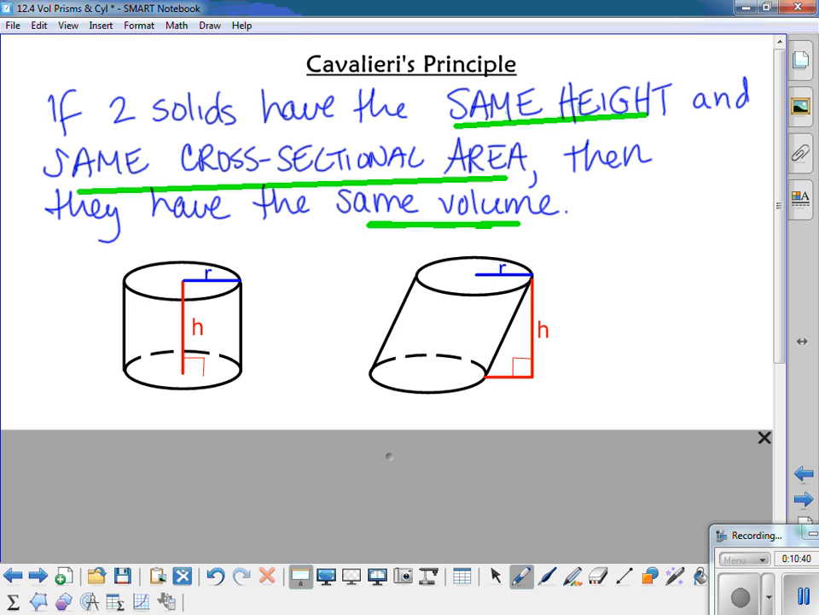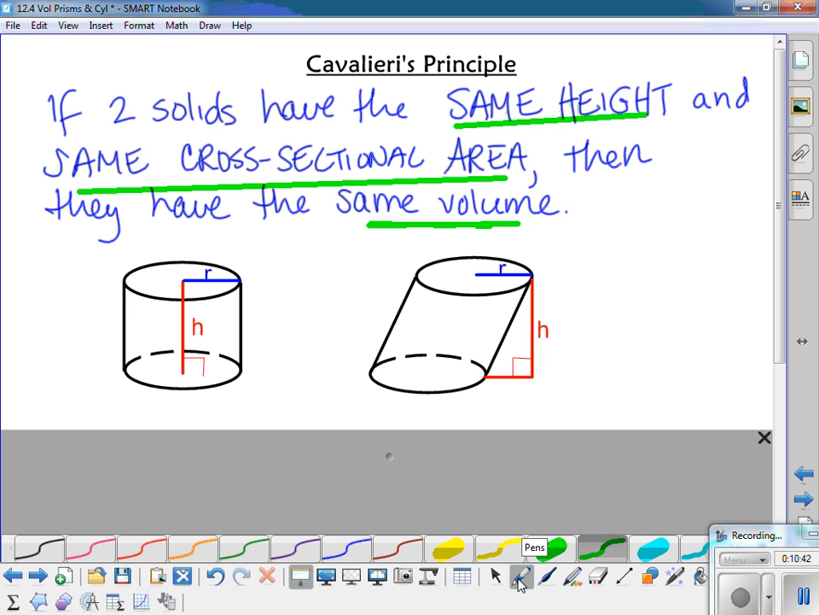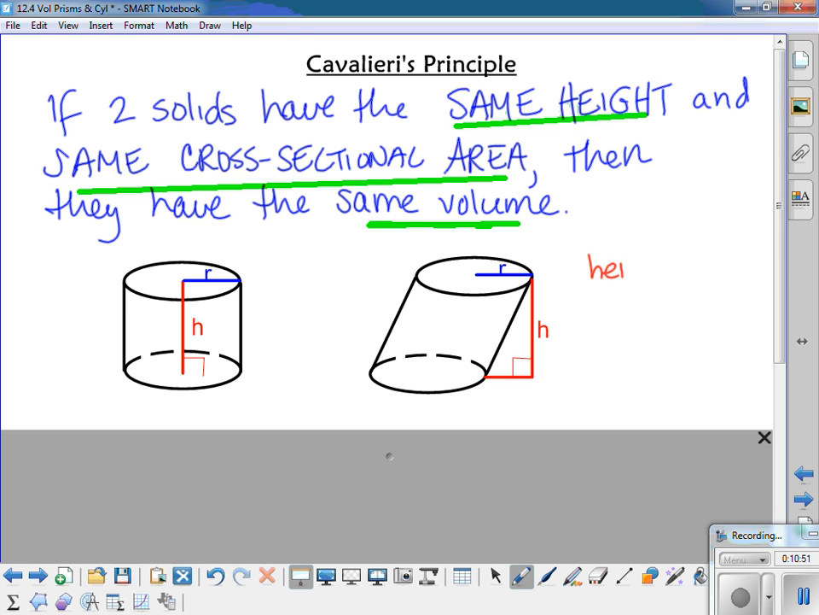So one of the things you have to remember when you're dealing with an oblique cylinder or an oblique prism is that the height is always perpendicular to the base. So we want to know the perpendicular distance. We don't care about the distance along the edge, okay? So that means I can use the same formulas to find the volume of oblique prisms and cylinders.